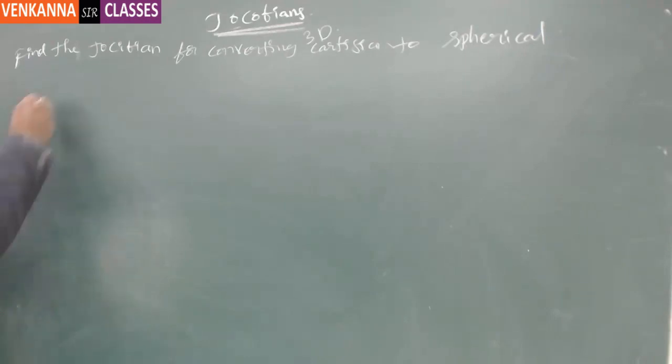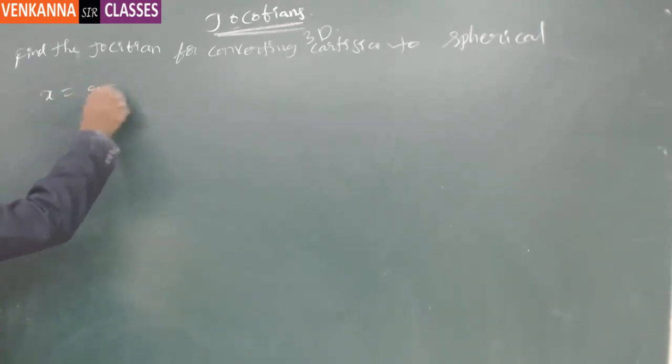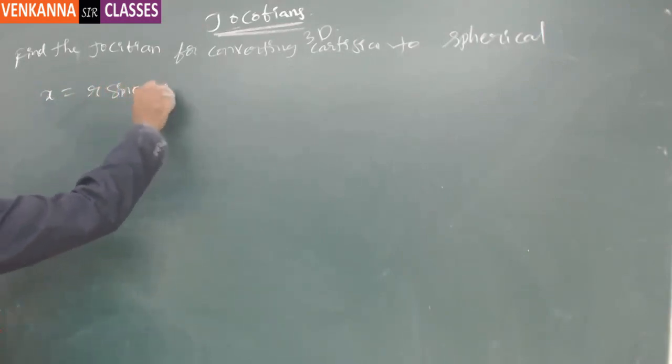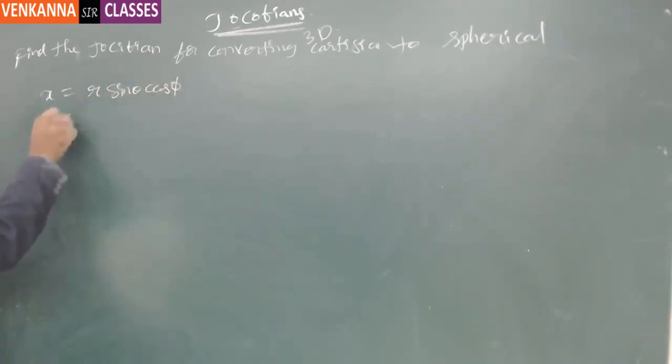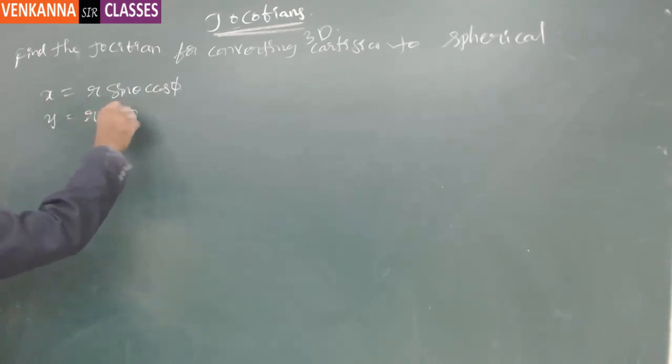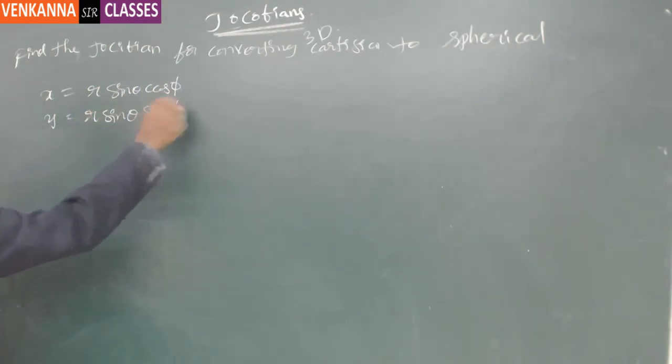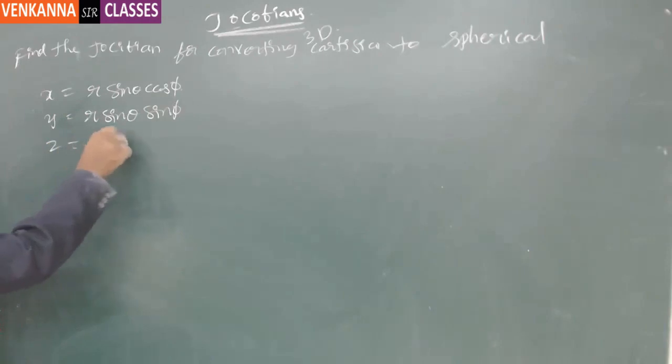So if you want to know the relation, x is equal to r sin theta cos phi, y is equal to r sin theta sin phi, z equal to r cos theta. This is the relation. So you have to find out the Jacobian.